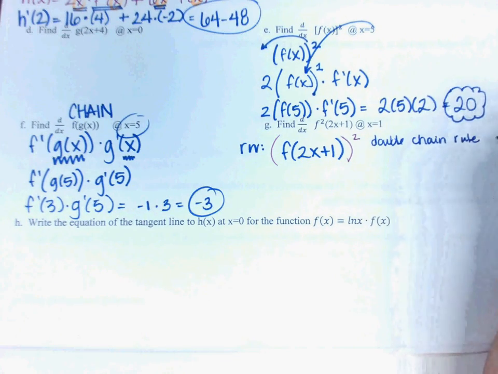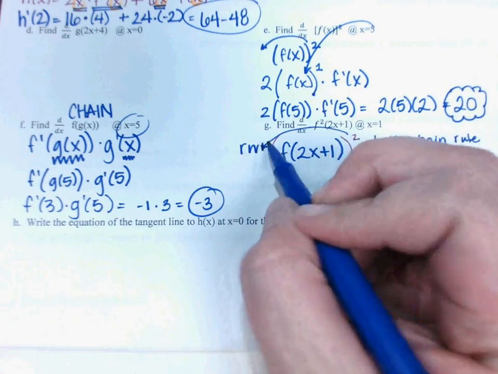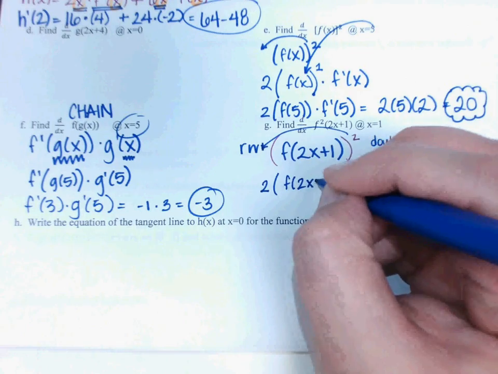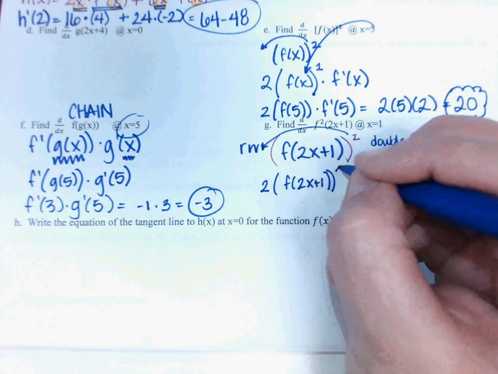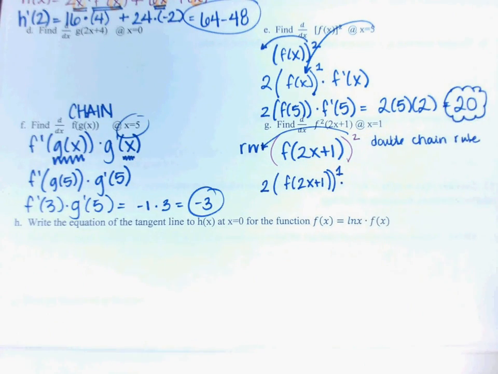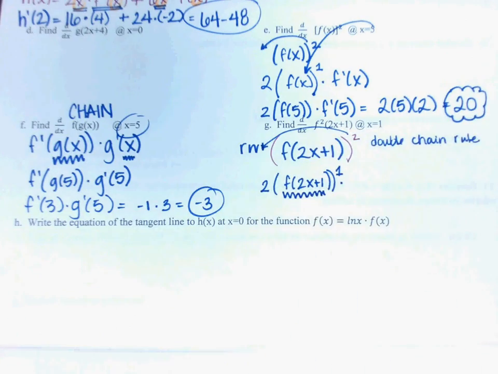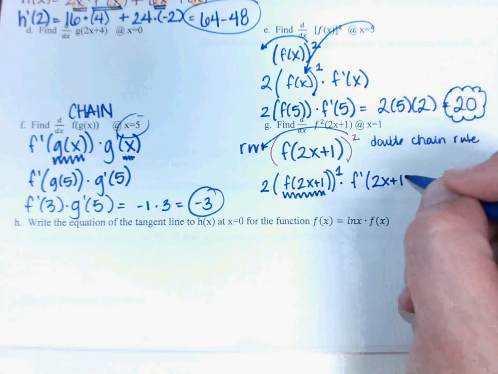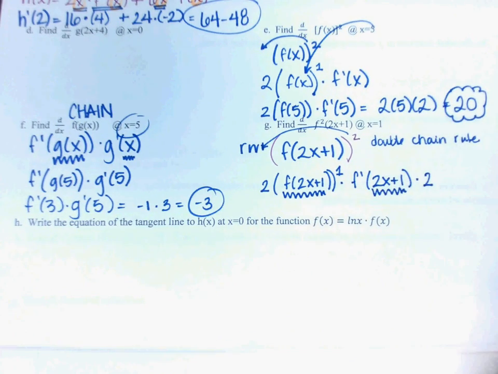Okay, so the outside layer is the squared. I take the 2, I times it down to the front. So it's going to be 2. What's the new power on f of 2x plus 1? 1. To the 1. Okay, times by the middle layer, f of 2x plus 1. What's the derivative of f? F prime, and 2x plus 1 stays the same. Then what's the derivative of 2x plus 1? Times 2. So that's a double chain rule because you had 3 layers.